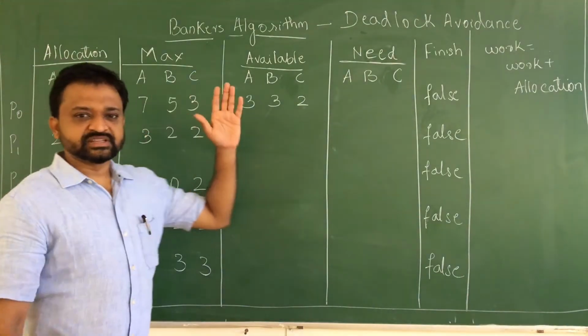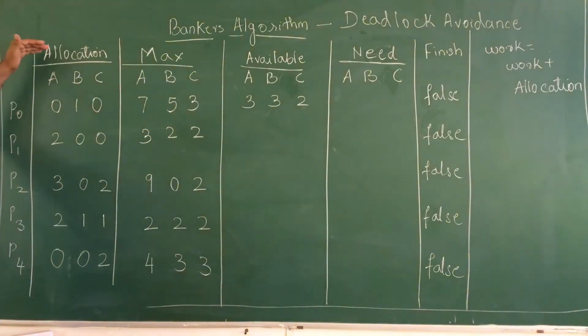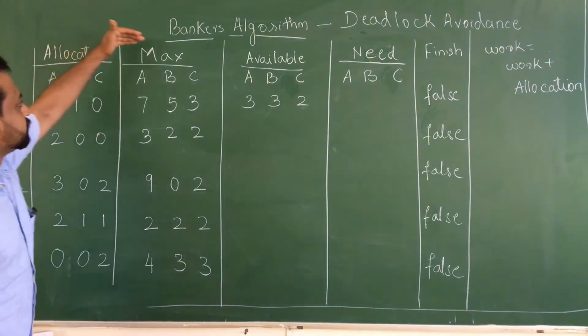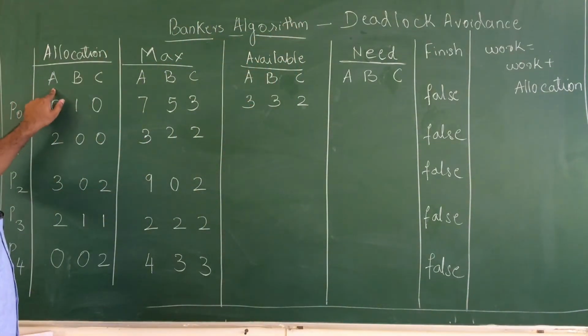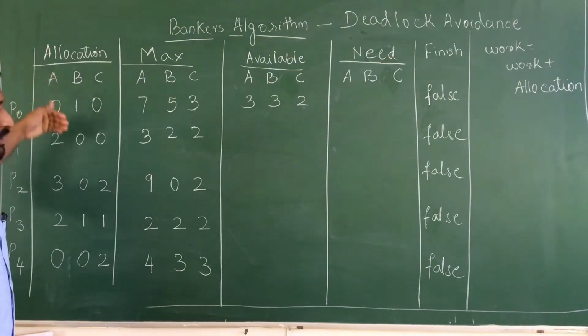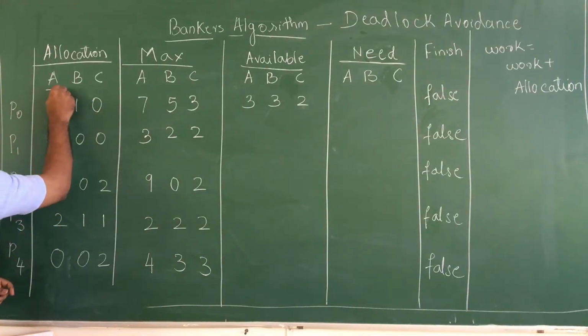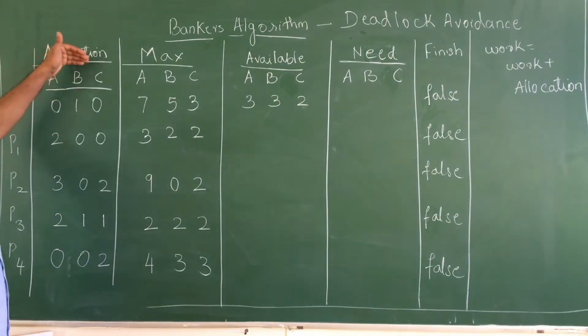Okay, now we have seen the algorithm. We will see how to solve this problem using Banker's algorithm. Here we are given the vectors Allocation, Max, Available, and Need. These are the given vectors. Here A, B, C are the resources. A is one resource, B is the other resource, and C is the other resource.